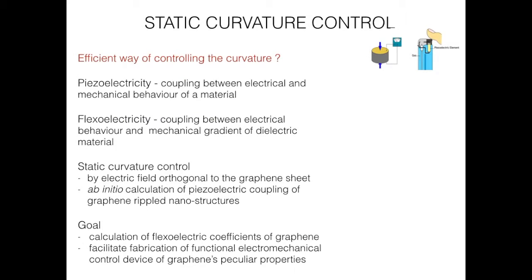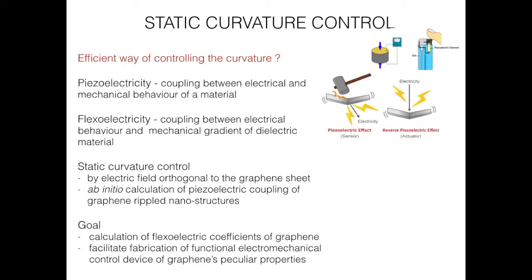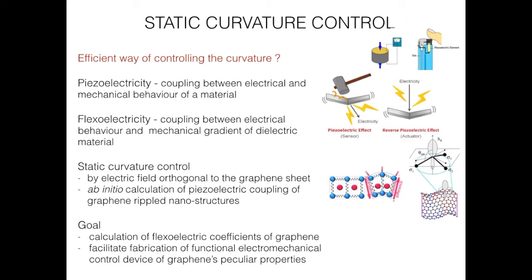To store and release hydrogen on graphene sheets at ambient conditions, one needs to efficiently control its local curvature. One possible solution could be the use of piezoelectric or flexoelectric effects. Piezoelectric and flexoelectric effects are electromechanical couplings between electric polarization and uniform strain and strain gradient, respectively. Piezoelectric crystals are used in lighters, for example, to spark a flame. Crystal requirements are to be dielectric and non-centrosymmetric materials.